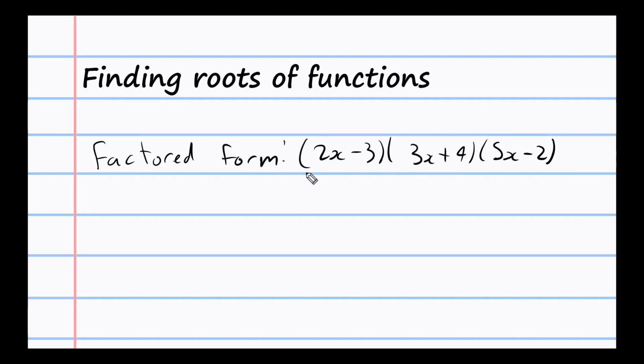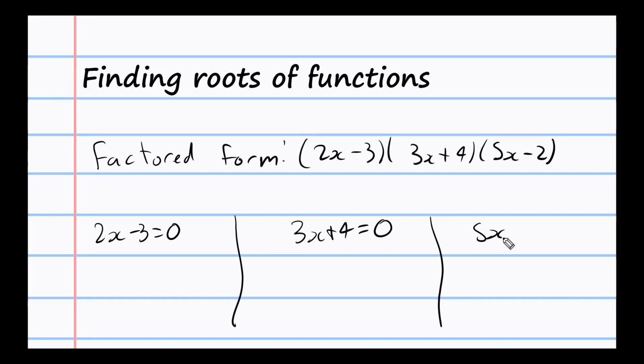So what you're going to do is you're going to set each term to 0, all right? So I'm going to have 2x minus 3 equals 0, 3x plus 4, set that to 0, and 5x minus 2 to be 0. Alright? Because the thing is, if any one of these terms are 0, then the entire function ends up becoming 0. Doesn't matter what these two terms are. If one of these are 0, then the whole function becomes 0.